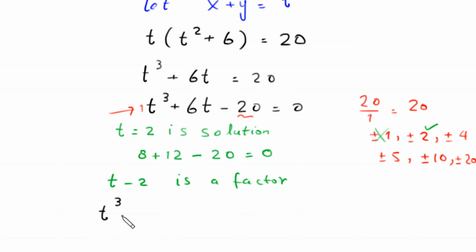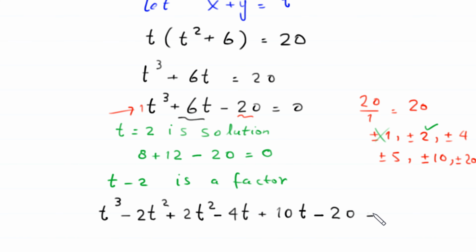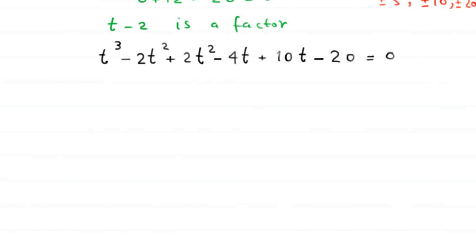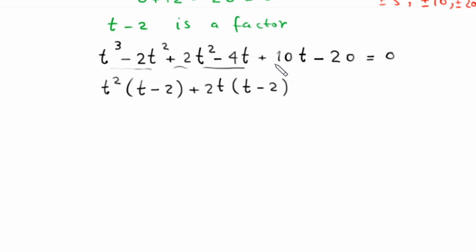t cubed. We subtract 2t squared and we add 2t squared, and we rewrite this 6 times t as negative 4 times t plus 10 times t, minus 20 is equal to 0. Now from these two terms we can factor out t squared, in bracket left t minus 2, and from these two terms we can factor out plus 2 times t, in bracket left t minus 2, and from these two terms we can factor out plus 10, in bracket left t minus 2 is equal to 0.